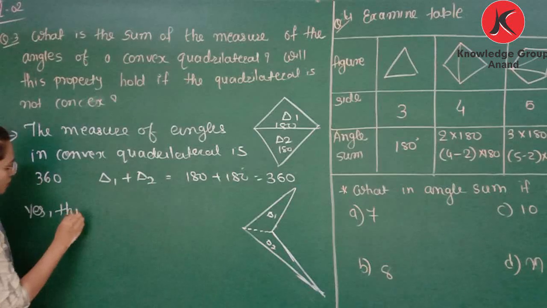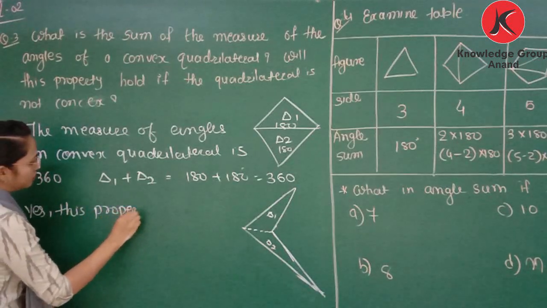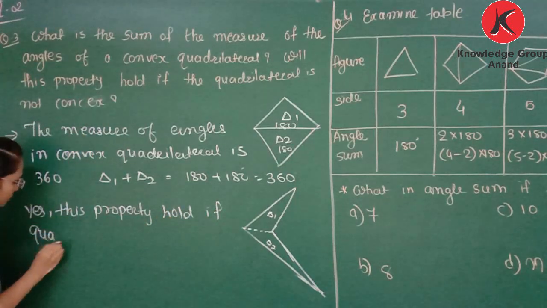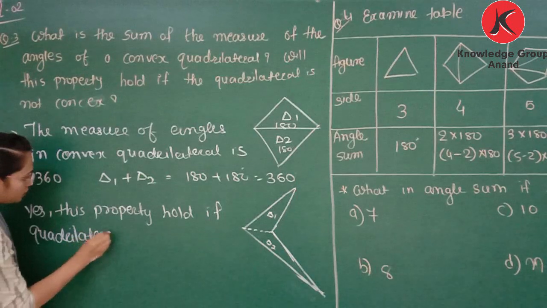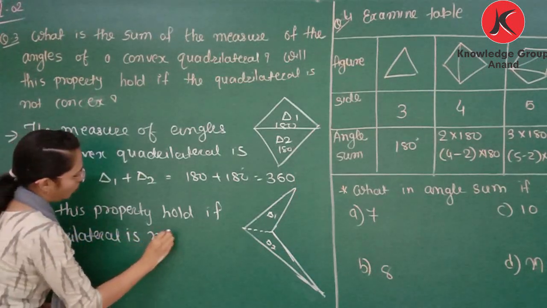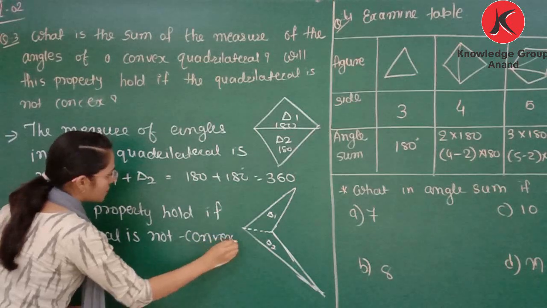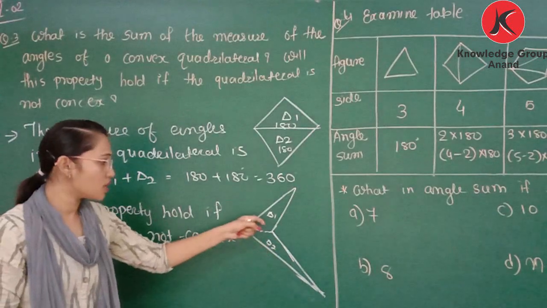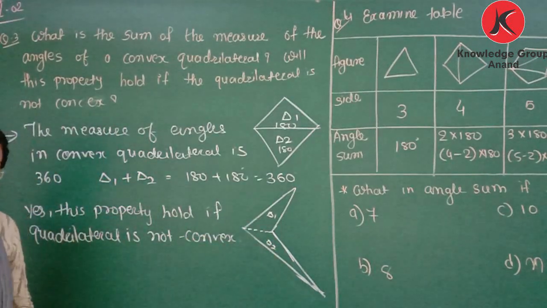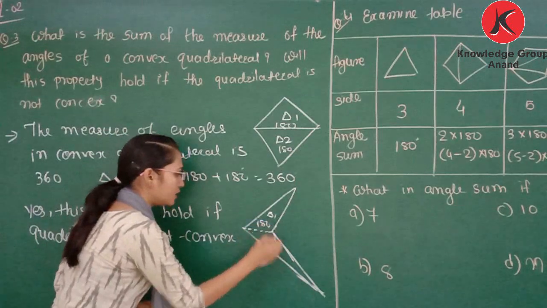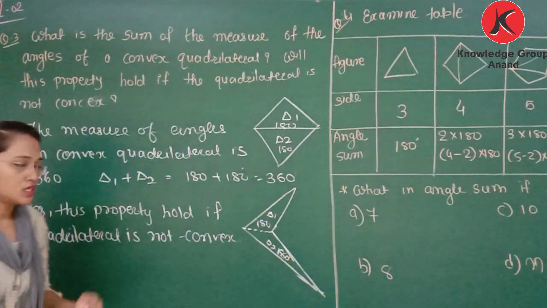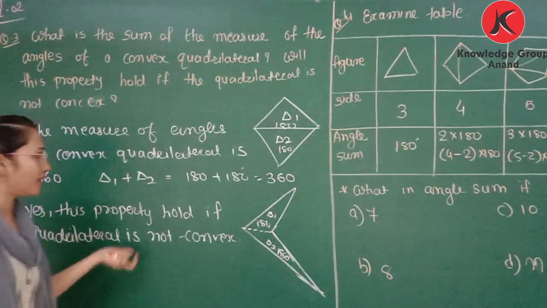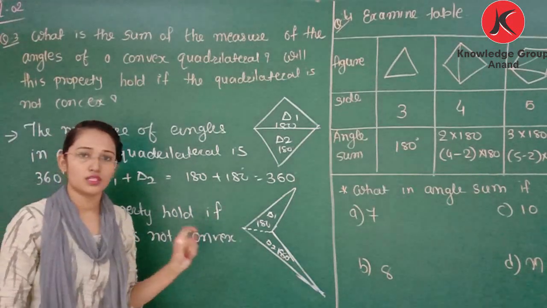That's why, yes, this property holds if the quadrilateral is not convex. Means quadrilateral convex ના હોય તો પણ એનું addition તો 360 થશે. Why? Because the quadrilateral is divided into two triangles. One triangle is of 180, other triangle is also 180. It means whether it is a convex or concave polygon, quadrilateral ગમે તે હશે, but એનું addition 360 થશે.